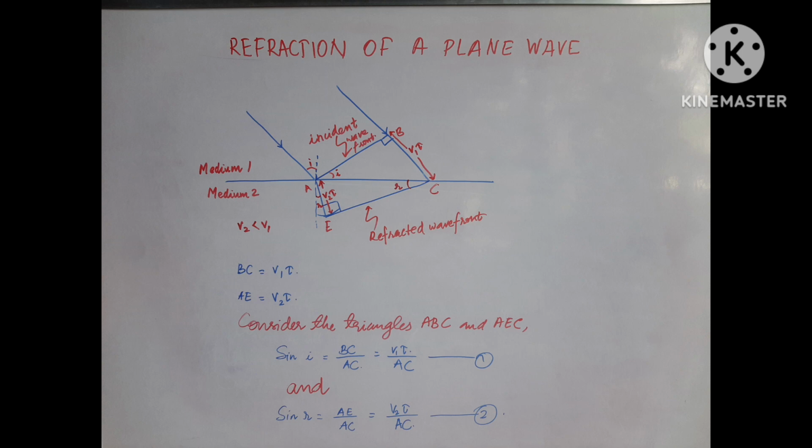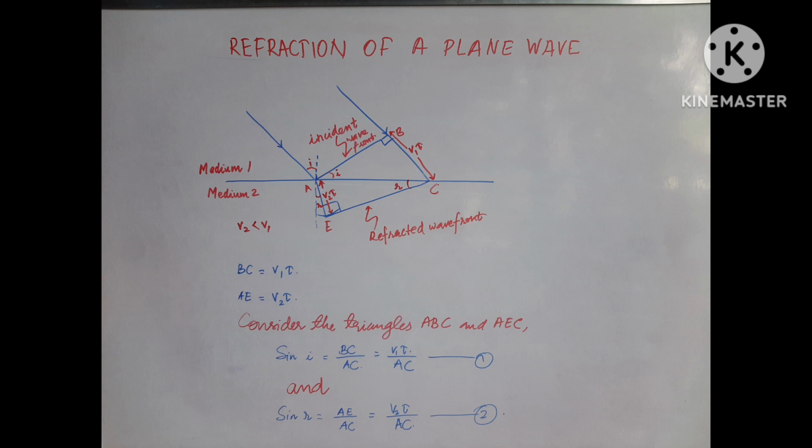What we are assuming is, in the first medium, v1 tau is the distance traveled by the plane wave, and at the same time, due to refraction, v2 tau is the distance traveled in the second medium. Let us assume the velocity may vary. Here we draw according to the diagram. It can be positive or negative, which means the velocity can increase or decrease, but we consider here that v2 is less than v1.